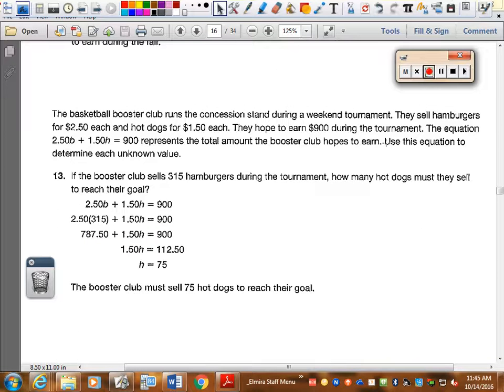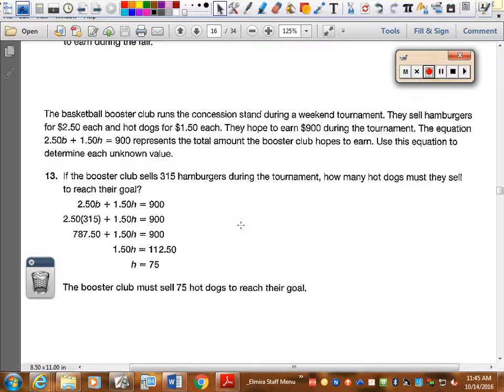Alright, the next set of problems up through problem 18 are all having to do with this basketball booster club situation. They're selling hamburgers for $2.50 each and hot dogs for $1.50 each. They hope to earn $900 during the tournament. The equation is right here. It represents the total amount the booster club hopes to earn. Use this equation to determine each unknown value.